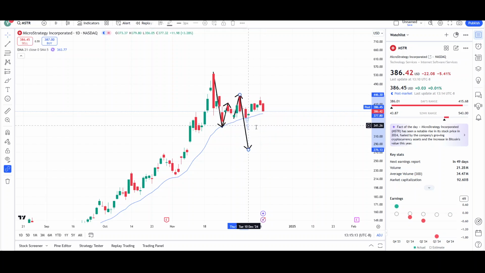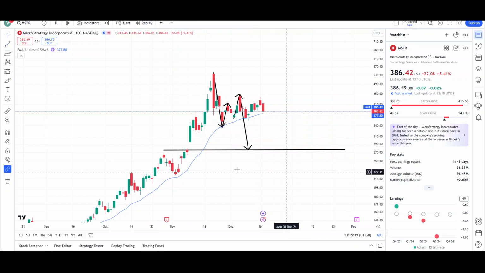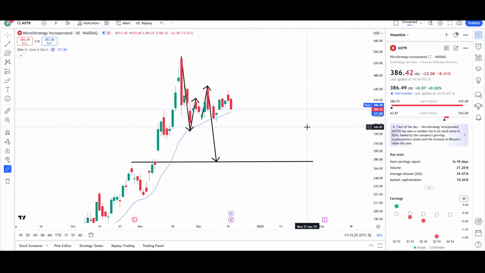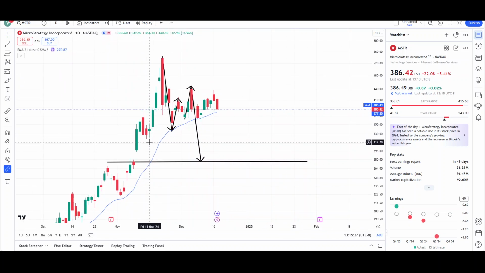And that target is still at the 275 level, which coincides with that gap fill in the past. However, price is not guaranteed to reach its target, and a lot of times it won't, especially when the macro trend is up and the downtrend is counter.